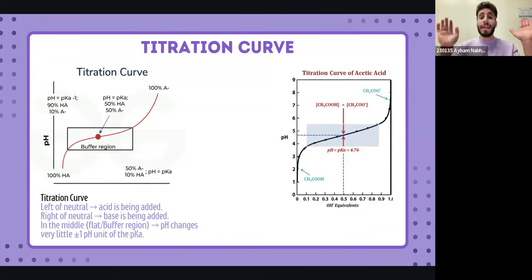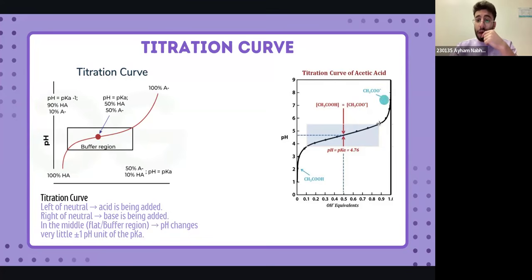That's it. As easy as it is. We go to the right, it's more basic, pH and pKa increase. We go to the left, it's more acidic, pKa and pH decrease. Once we go to the right, meaning we add bases. We go to the left, we are adding acids. And we have in the middle the flattened region or the buffering region, where the pH and pKa are going to be just plus or minus 1 different. That's it.